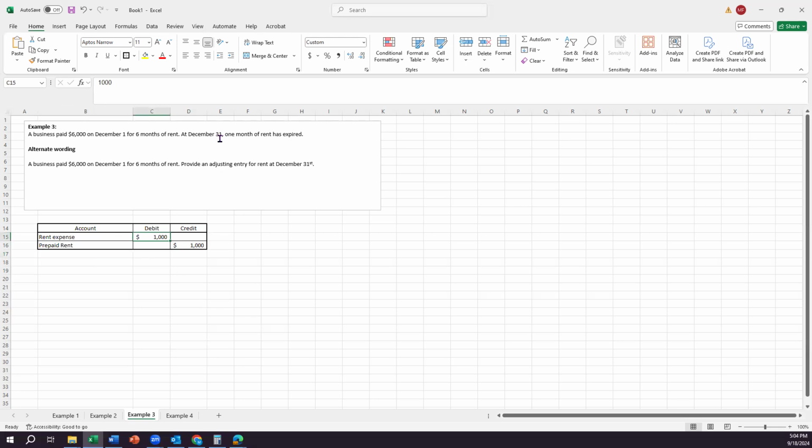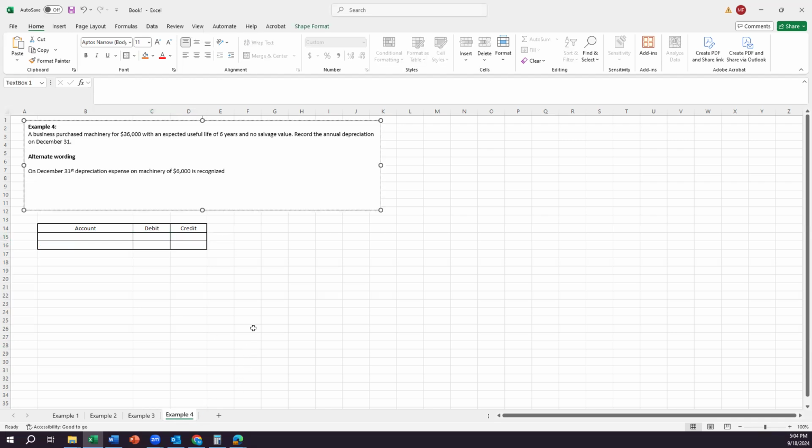So that seems pretty easy, but then they'll hit us with it worded this way. A business pays $6,000 on December 1st for 6 months of rent. Provide an adjusting entry for rent at December 31st. So now they're making us make the leap that if we started this on December 1st and we're making the adjusting entry on December 31st, that represents 1 month's worth, and they don't state 1 month. So again, just alternate wordings you'll see, and this is what makes these so difficult.